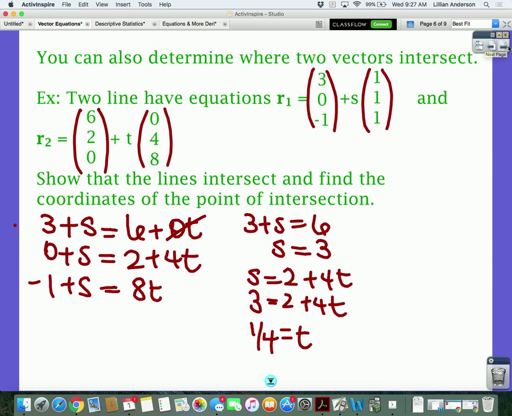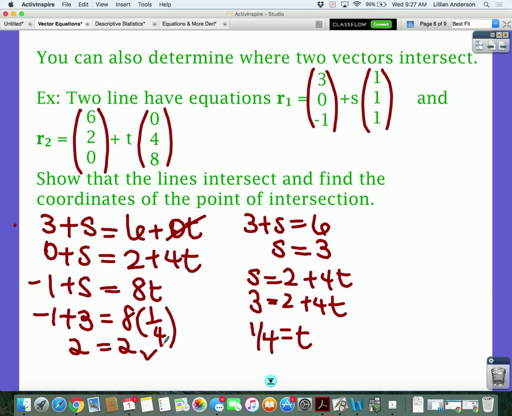So we found our value for S, we found our value for T. Now we're going to use those two values to make sure this last equation is indeed a true equation. If they equal each other, that means they do indeed intersect. So we plug it in: negative 1 plus 3 equals 8 times 1/4. 2 equals 2. So this does indeed prove that these two lines intersect, because the two expressions equal each other, as they should when two lines intersect.